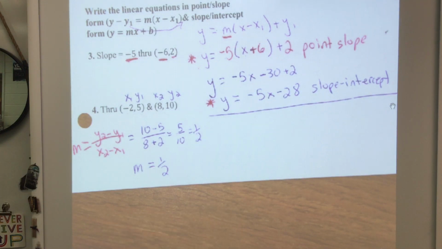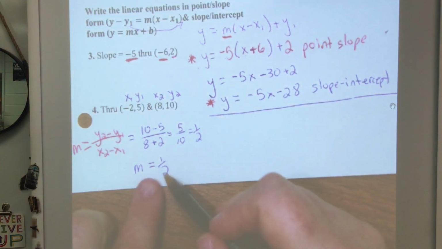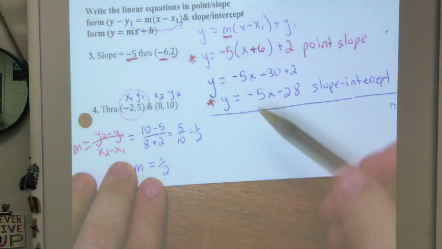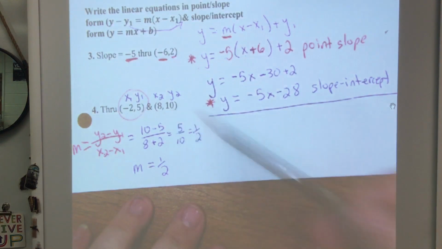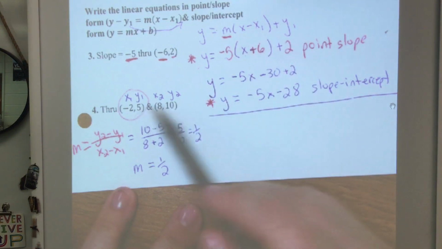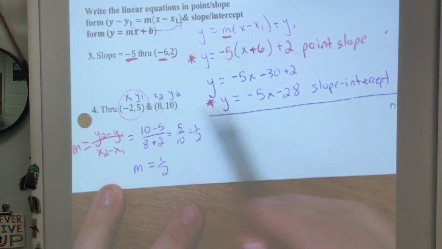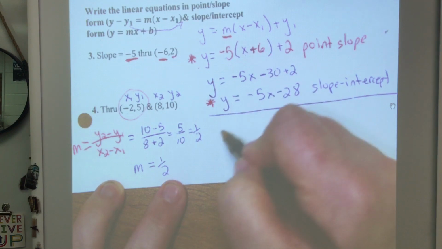Next, I'm going to plug in my 1/2, and I'm going to pick my first set of points. I always like to go with the first set. Second set's probably easier. Either set that you use for point slope, when you simplify them, you will get the slope intercept form for either one.